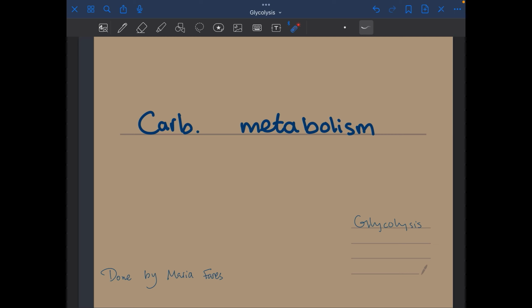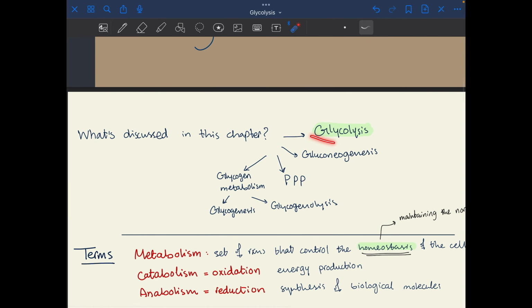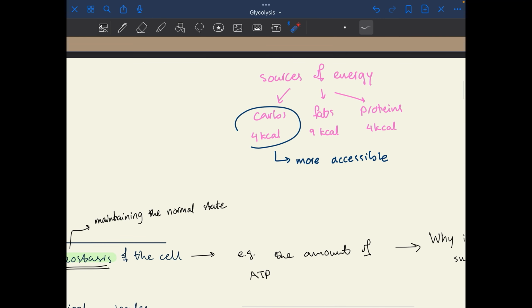Today I'm going to talk about glycolysis from chapter 8 in biochemistry. So to begin with, this chapter will discuss glycolysis, which is the breakage of glucose to get ATP, gluconeogenesis, which is the synthesis of glucose, the pentose phosphate pathway, which is the conversion of a hexose to pentose, and glycogen metabolism. Okay, so our body has three main sources of energy: carbs, fats, and proteins.